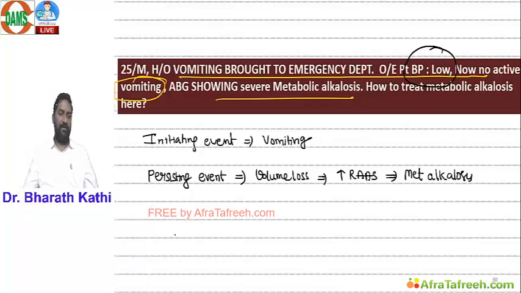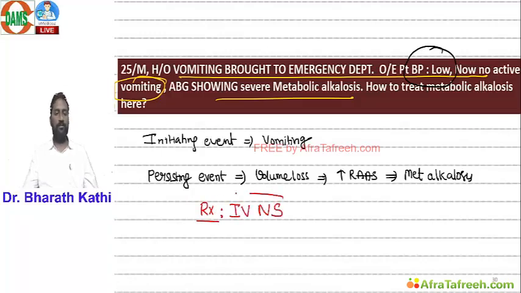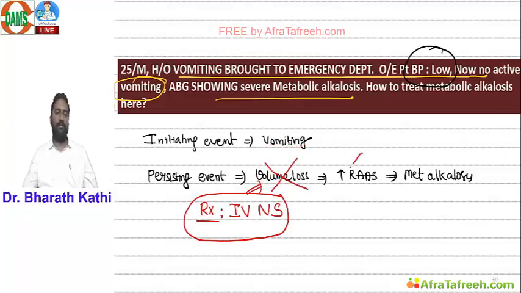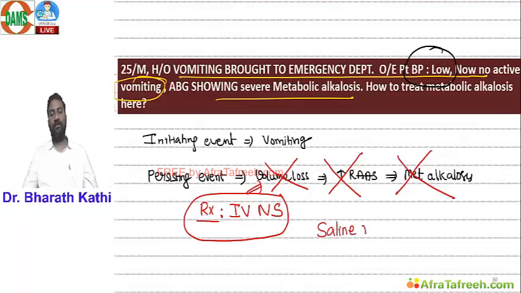The question asked here is how to treat metabolic alkalosis. I say the answer is IV normal saline. Why is it so? Why is metabolic alkalosis persisting? Volume loss. Now if you give saline, you are going to correct the volume loss, so the trigger for the renin-angiotensin-aldosterone system is lost. Metabolic alkalosis is gradually corrected. This is a clear-cut case of saline-responsive metabolic alkalosis because it is responding to saline.